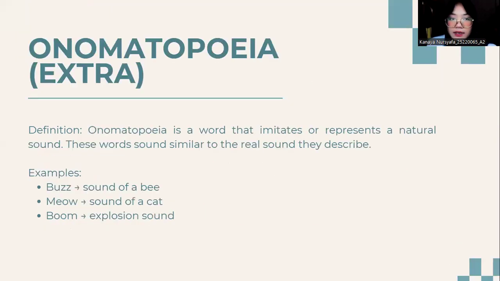And the last is onomatopoeia, for the extra material. Onomatopoeia is a word that imitates natural sounds. Examples like buzz, sound of bee, meow, sound of cat, boom, explosion sound. These words sound similar to the real sound they describe, so they are very easy to recognize.